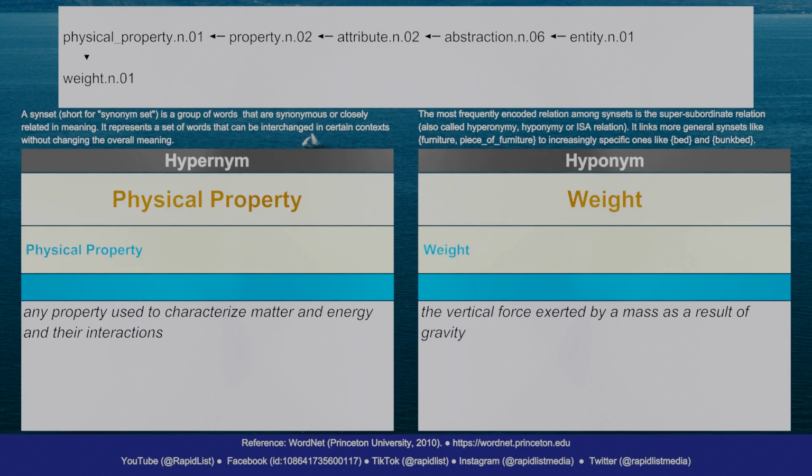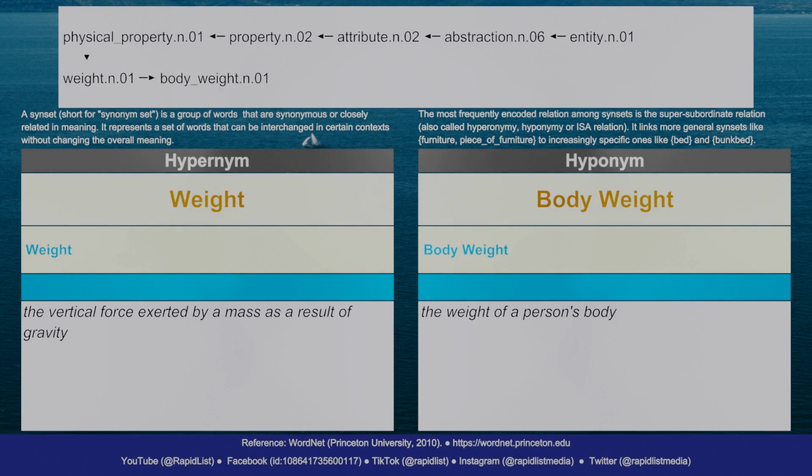Weight. The vertical force exerted by a mass as a result of gravity. Body weight. The weight of a person's body.